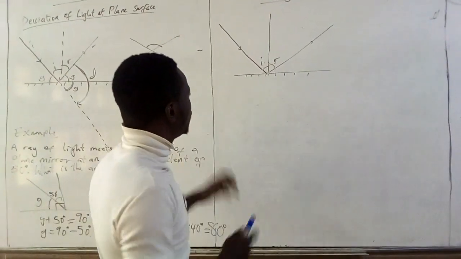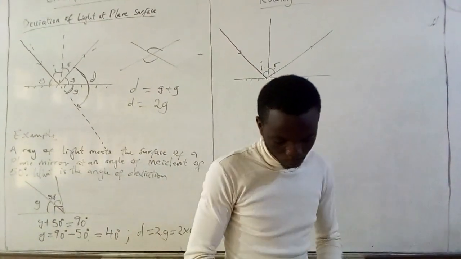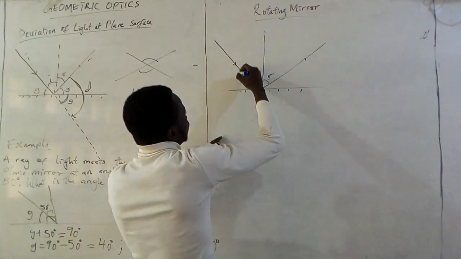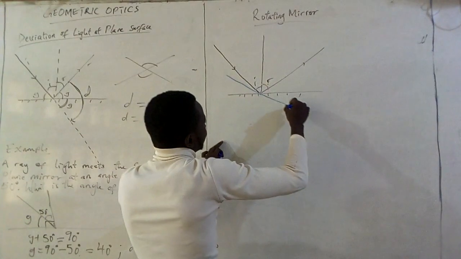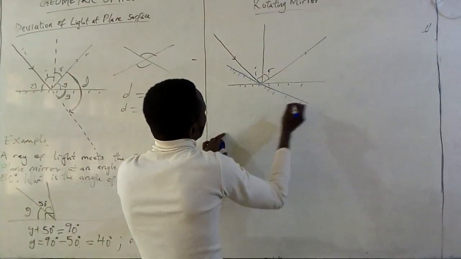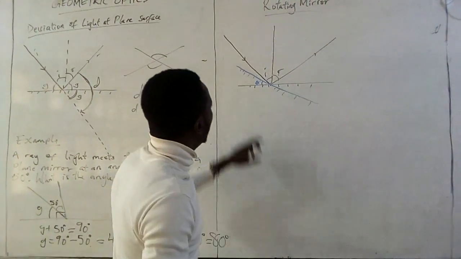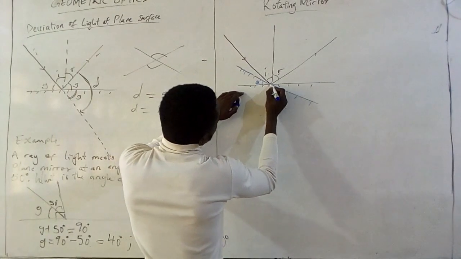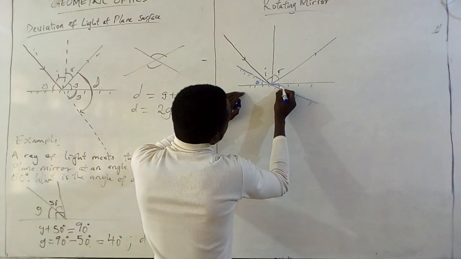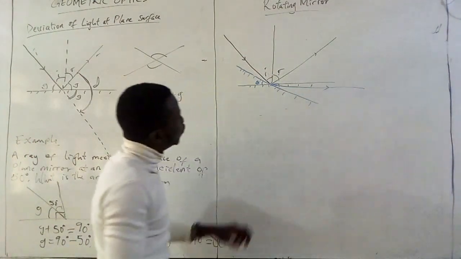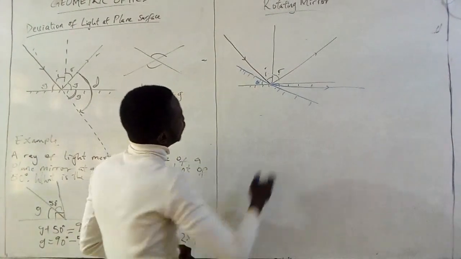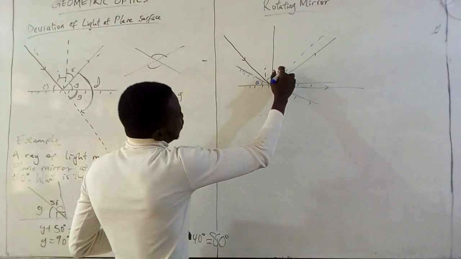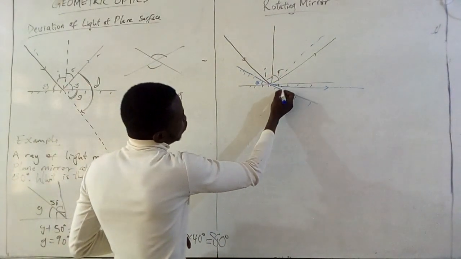If this mirror is rotated by a particular angle, let's say this mirror is now rotated from its initial position. This will now become this way. It is rotated by a particular angle. And the incident ray on it doesn't change, but we know that the reflected ray would definitely change. So this is the reflected ray for the mirror. Then if we have the normal line, by this now we know that this will be equal to theta.